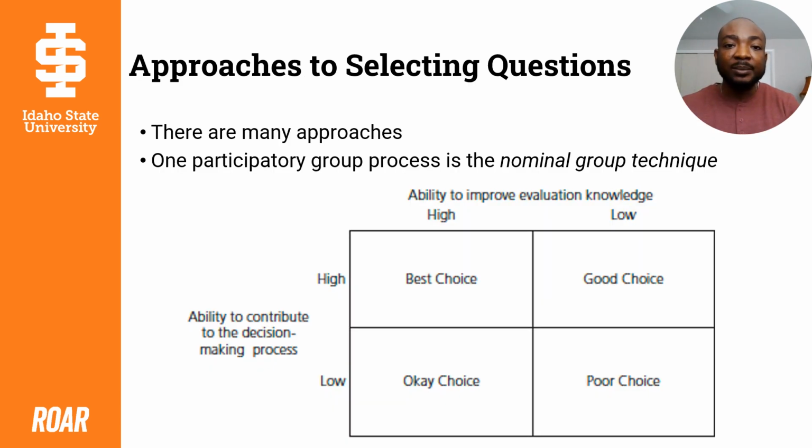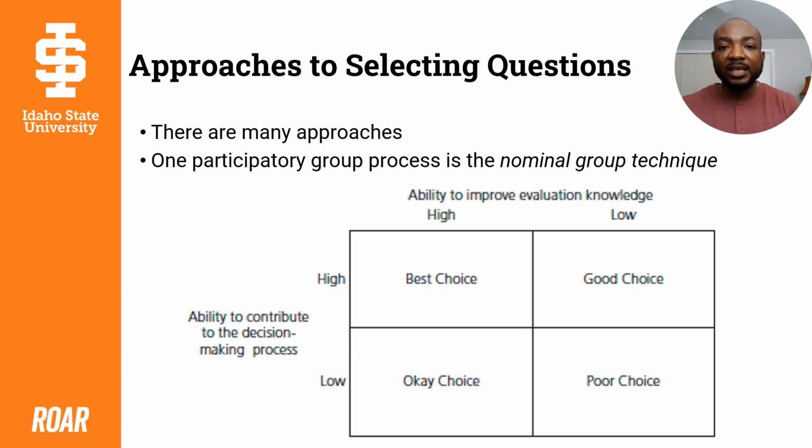So the evaluation team must select the research questions that best provide information for decision making and that improve evaluation knowledge and practice. There are many approaches for identifying the research question. One uses a participatory group process and a 2 by 2 table. One participatory group process is the nominal group technique. A suggested modified nominal group process is what we're going to describe here.